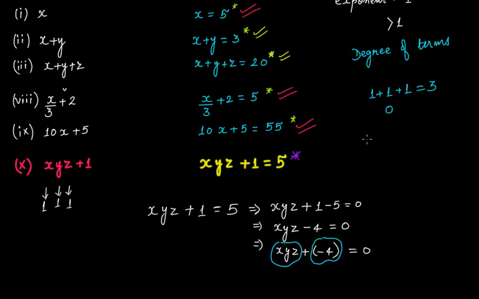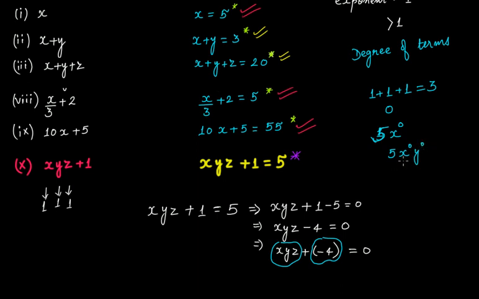The degree is 0. And if you're wondering why, remember that any number, let's say the number 5, can be a polynomial. The question is, is this a polynomial? Yes, any number can be a polynomial. Why? Because we can write this as 5 times x to the power 0, y to the power 0.